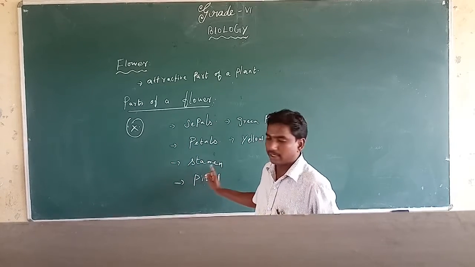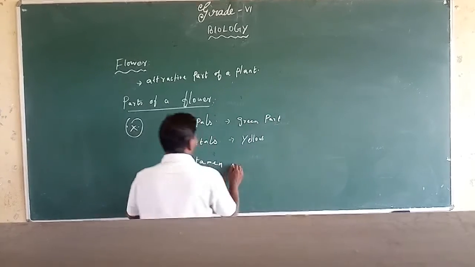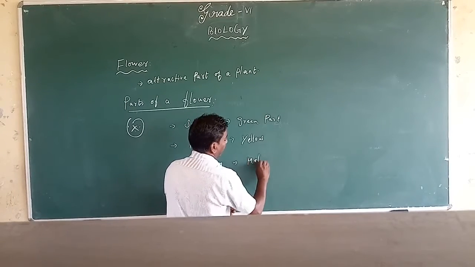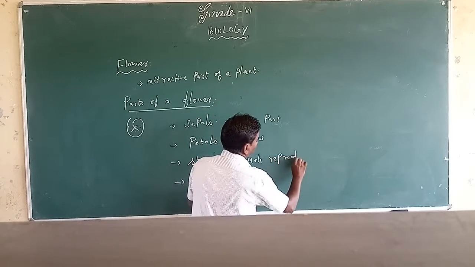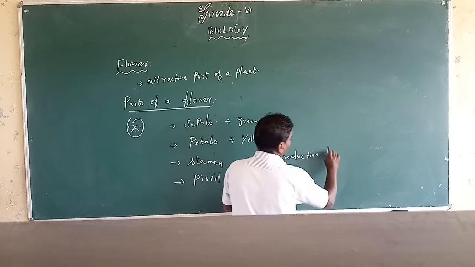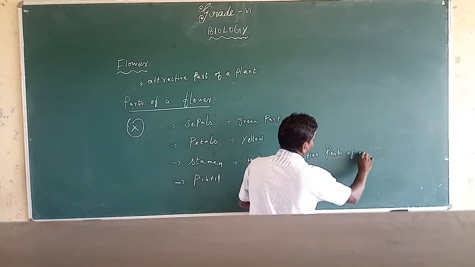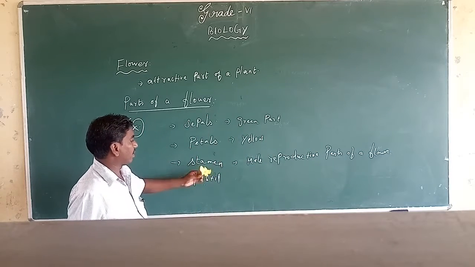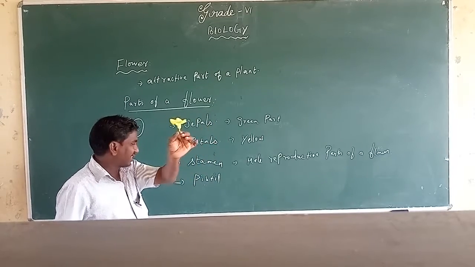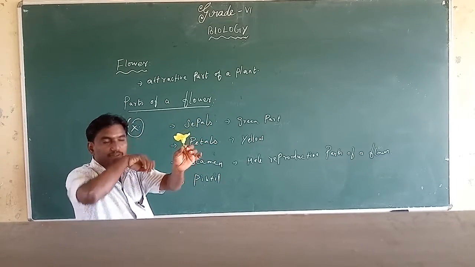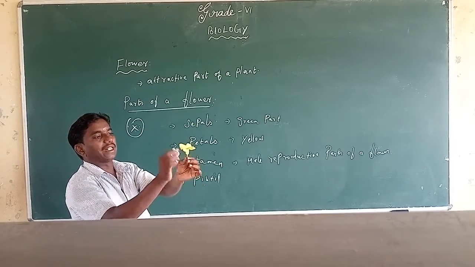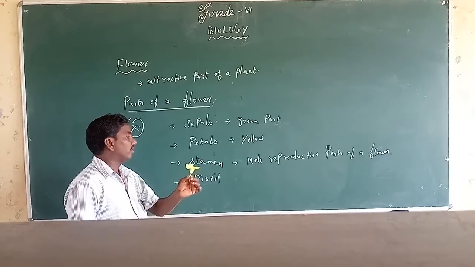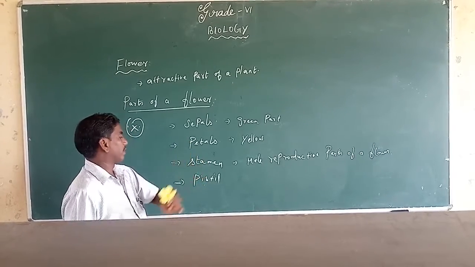The stamen is the male reproductive part of your flower. The stamen is here. Now, did you find the stamen and pistil? You can't find them until you open the petals and sepals. Only then can we find the stamen and pistil.